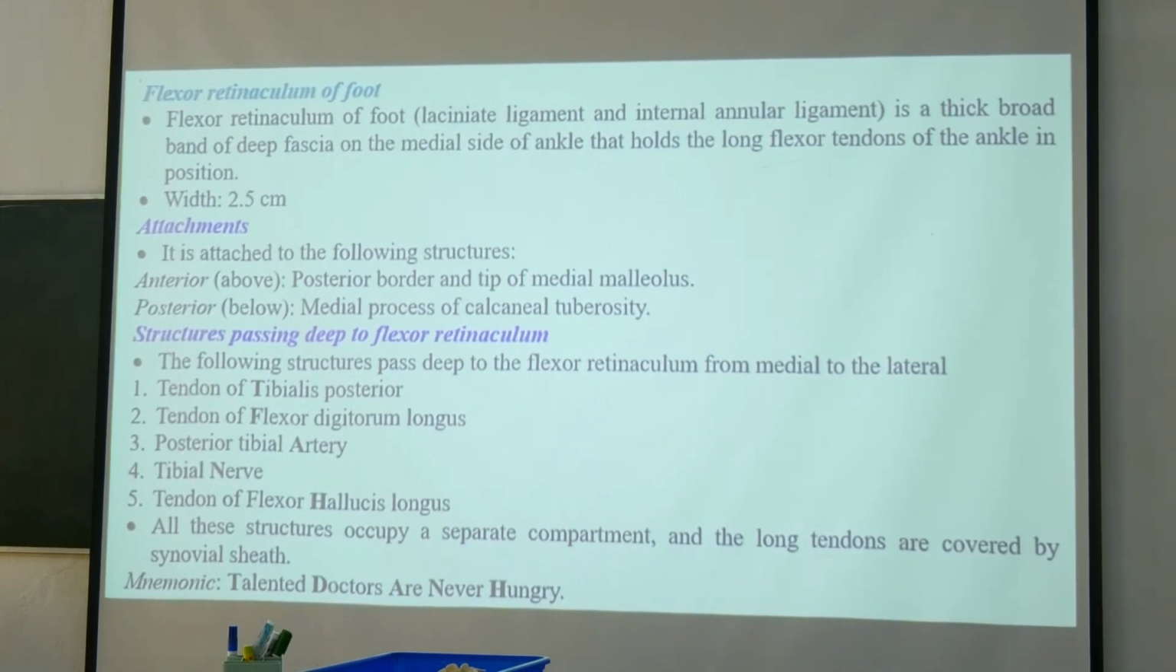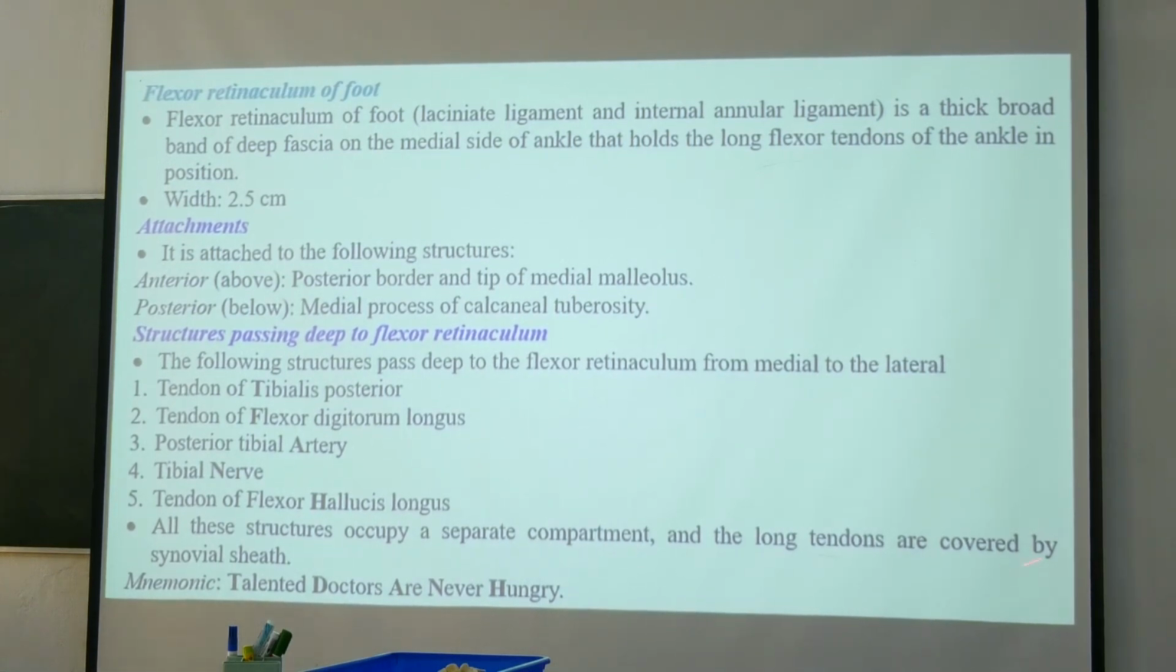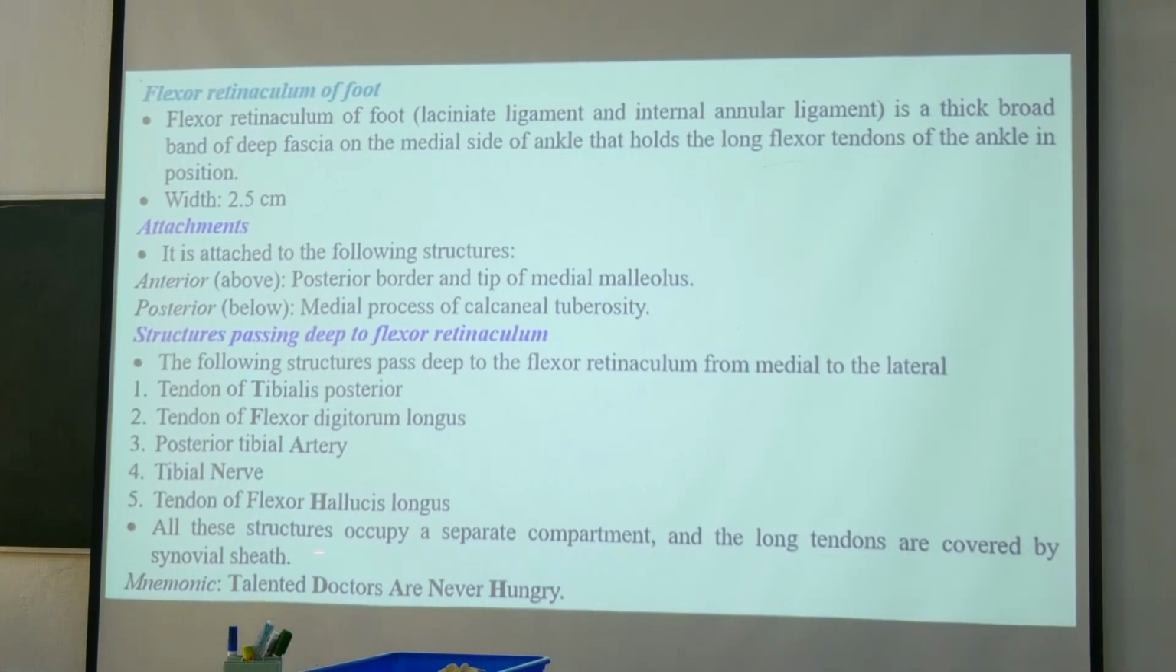Okay, so the tendons from medial to lateral are tibialis posterior, then flexor digitorum longus, then posterior tibial artery with its venae comitantes, then tibial nerve and tendon of flexor hallucis longus. Okay, and these structures occupy a separate compartment and the tendons are covered by synovial sheath.